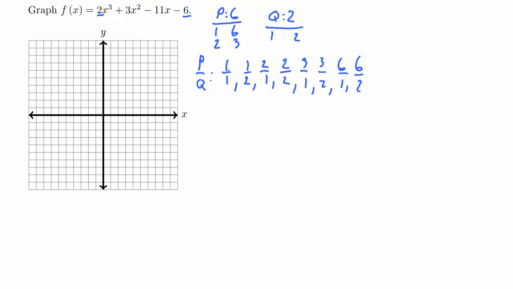Then we need to simplify this. 1 divided by 1 is 1. And I'm going to do plus minus as we go along. 1 divided by 2 is a half. 2 divided by 1 is 2. 2 divided by 2 is 1, but we already have it. 3 divided by 1 is 3. 3 divided by 2 is 3 halves. And 6 divided by 1 is 6. But 6 divided by 2 is 3, and we already have it. So there we go. These are all of the possible rational zeros.